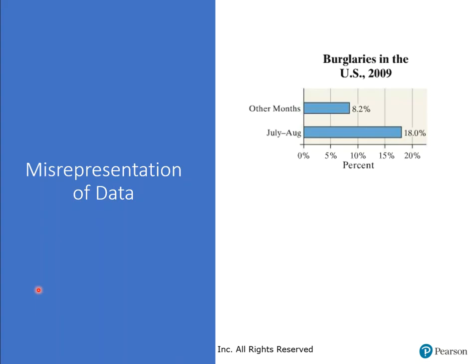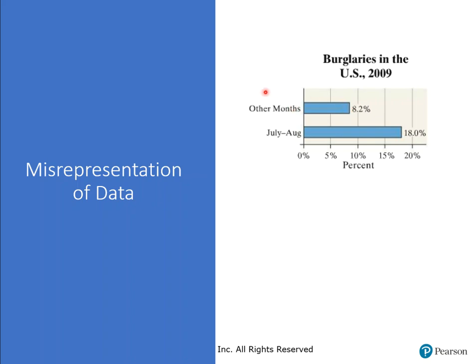Now let's look at this graph here. In this graph, we're looking at the burglaries for 2009 in the US. We have a bar graph, and we're comparing two things to each other. We can see here that for July through August, this graph is implying that there is an 18% burglary rate, and then for all of the other months, it's an 8.2% burglary rate.